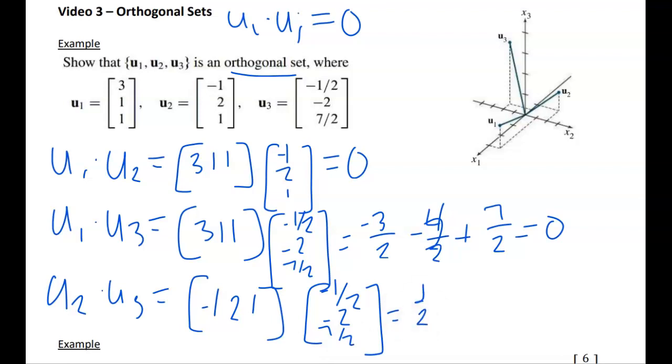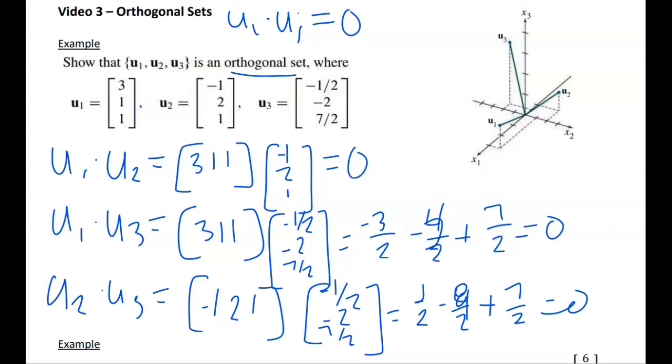And then u2 inner product with u3. And so we get 1/2 minus 4 plus 7 halves. 4 would be 8 halves, and so I get 0. So that's how we show that a set of vectors is orthogonal, is all of the inner products end up being 0.